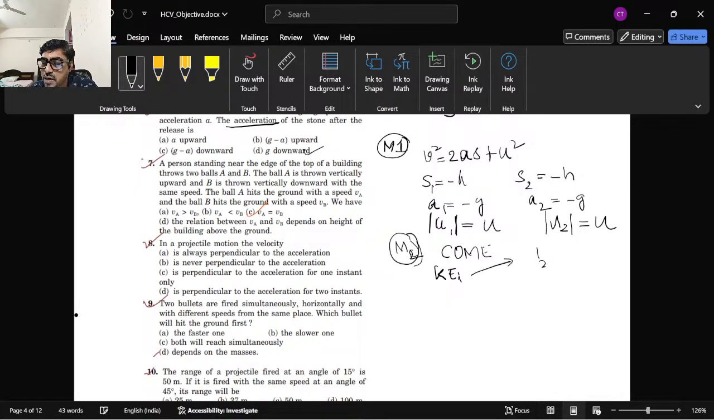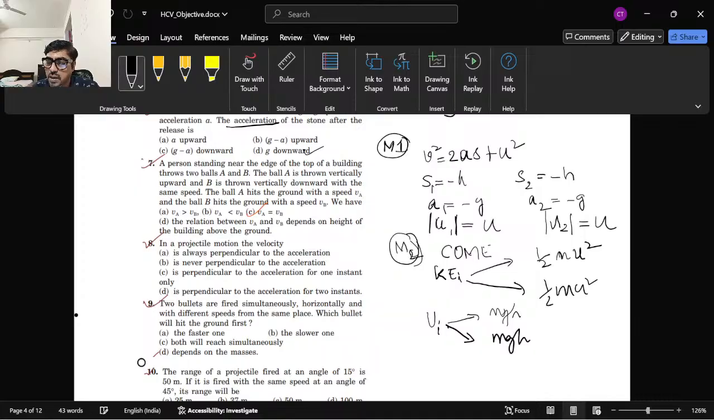First case you calculate, it is half mu square. Second case you calculate, it is half mu square. In both the cases, initial kinetic energy is the same. Initial potential energy. First case you calculate, it is mgh. Second case you calculate, it is mgh, because in both the cases the particle was at the top of the building only. And now final potential energy. First case it is 0, second case also it is 0, finally it is coming to the ground only.